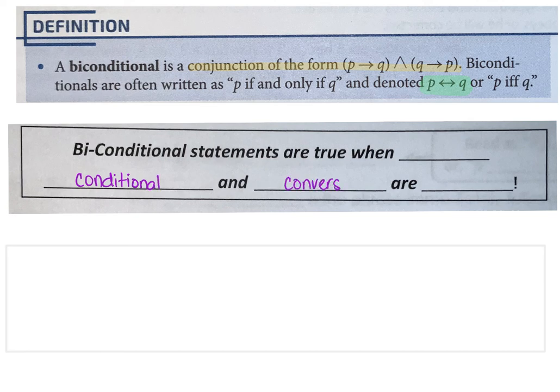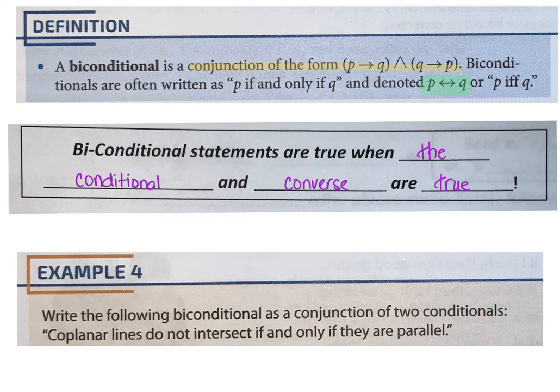That is when you will have a true biconditional statement. All right? When the conditional and the converse are true. All right, so look at the example then in your book, page 67.